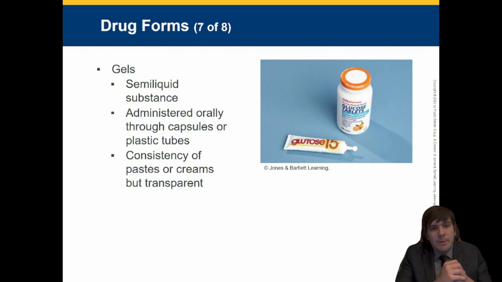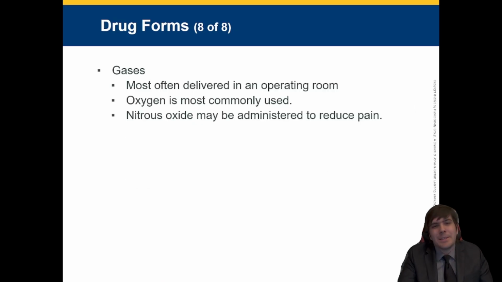Gels, semi-liquid substance, administered orally through capsules or plastic tubes. Has the consistency of pastes or creams, and they're usually transparent. Gases. Oxygen being the most common one. The ones that aren't oxygen are usually delivered in an operating room. Stuff like nitrous oxide can reduce pain by being administered through a mask.